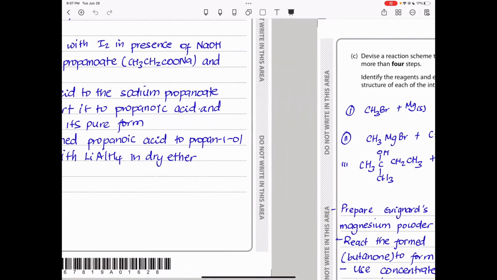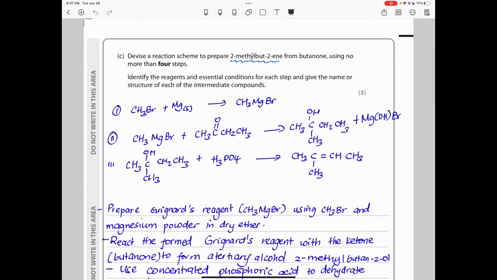So let's go to the next page. Here they say, devise a reaction scheme to prepare 2-methylbutene from butanone using no more than 4 steps.